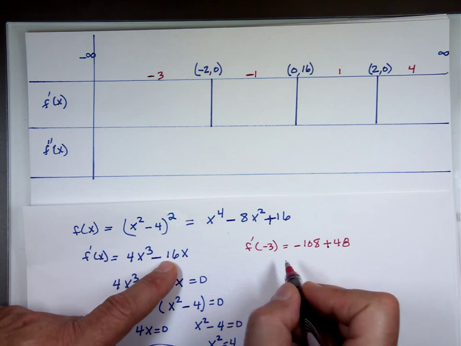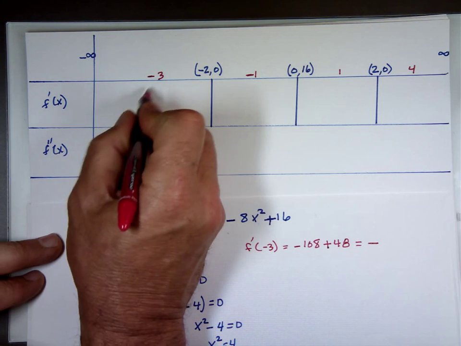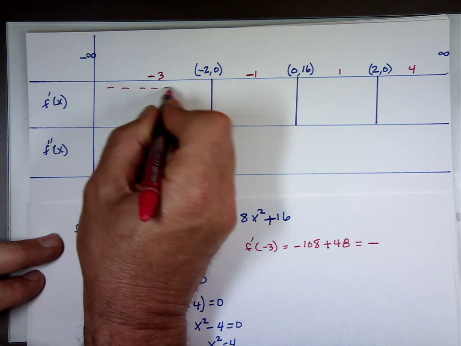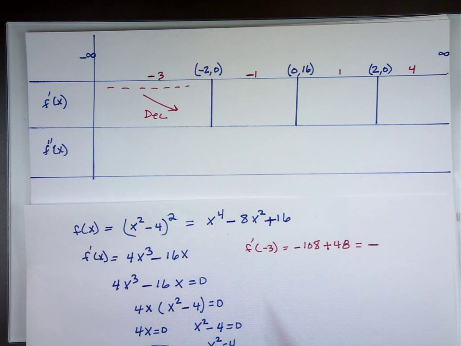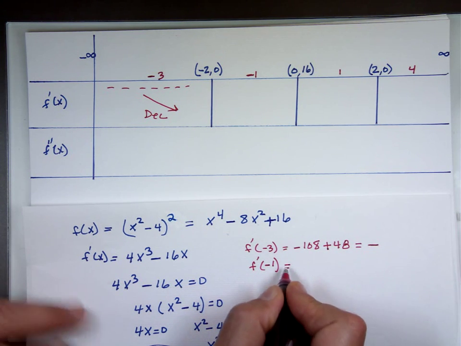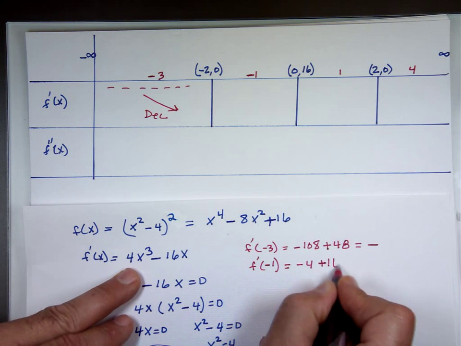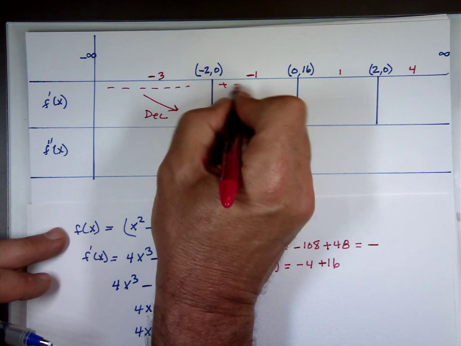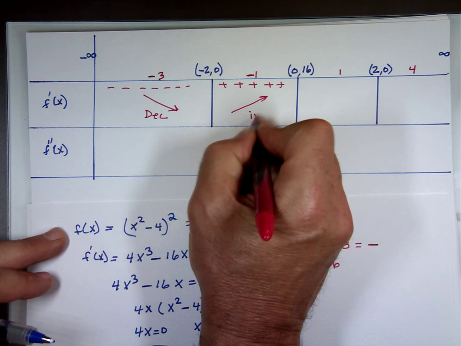So the result is negative. I don't care what the value is. I just want to know negative or positive. That's a negative, so I just put minus signs. That tells me it's decreasing. I'm going to put a lot of minus signs. Let's take the derivative at -1. That's -4 plus 16. Positive or negative? Positive. That's increasing. That's the min point.